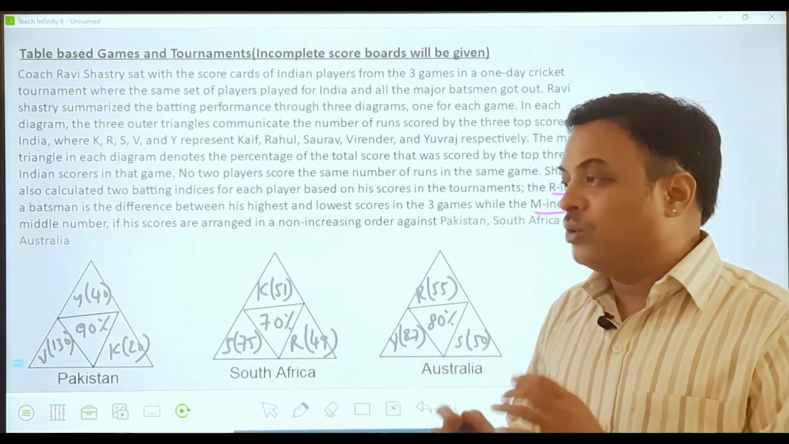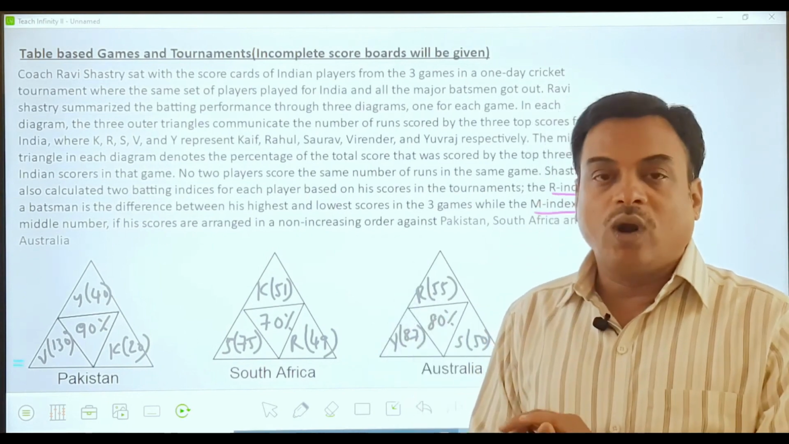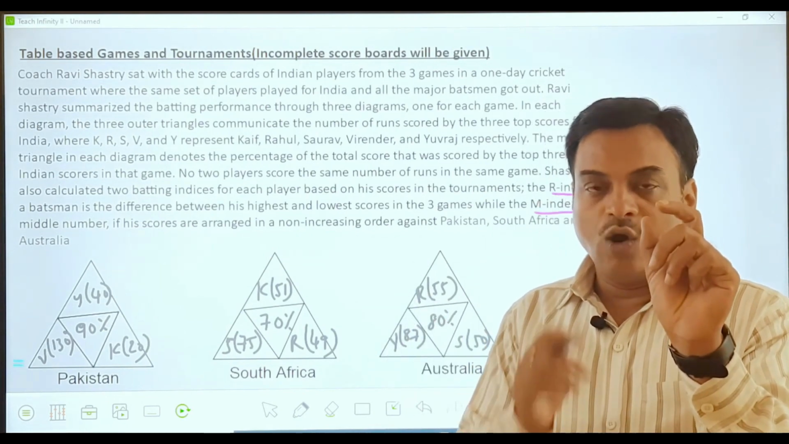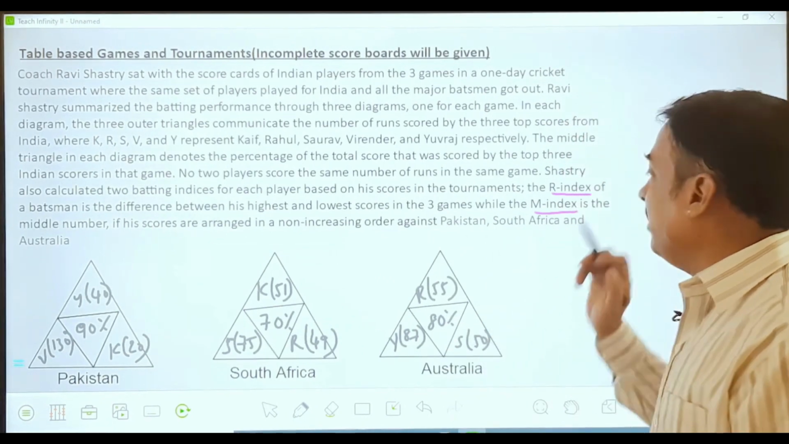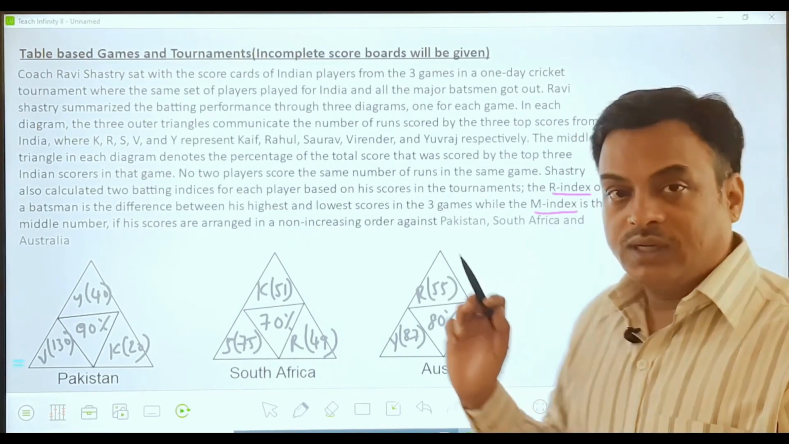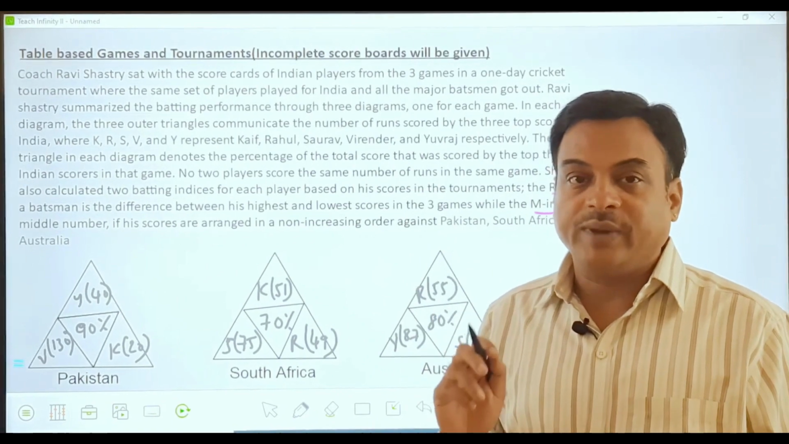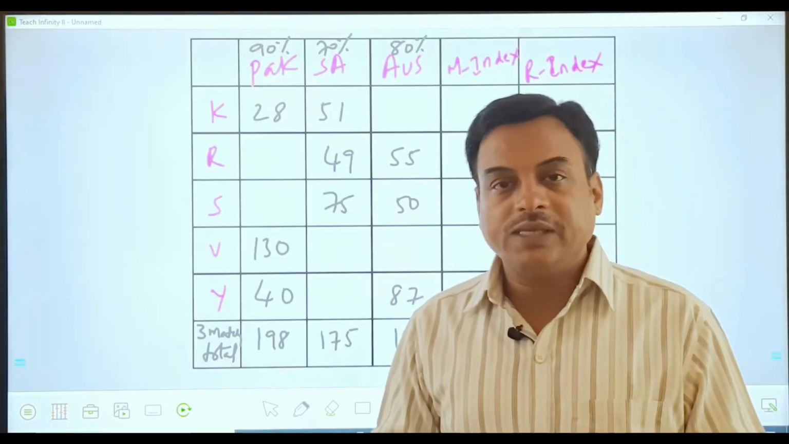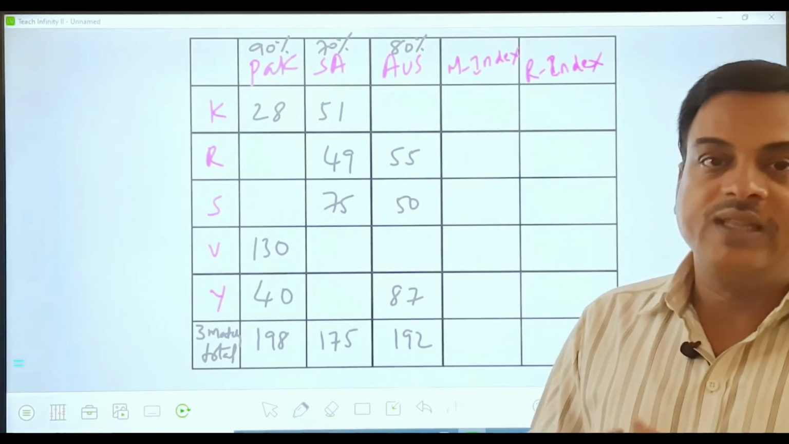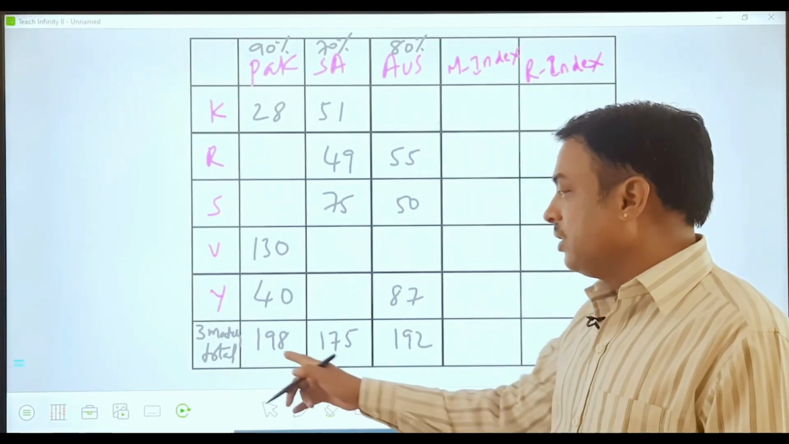For example, Yuvraj is playing 3 matches. What is the middle score? Neither the highest nor the least. The middle one is what is called the M index of the player. We need to get it for the 3 matches played by the player. So likewise we need to make a table here now, on the basis of the information given in the triangles.